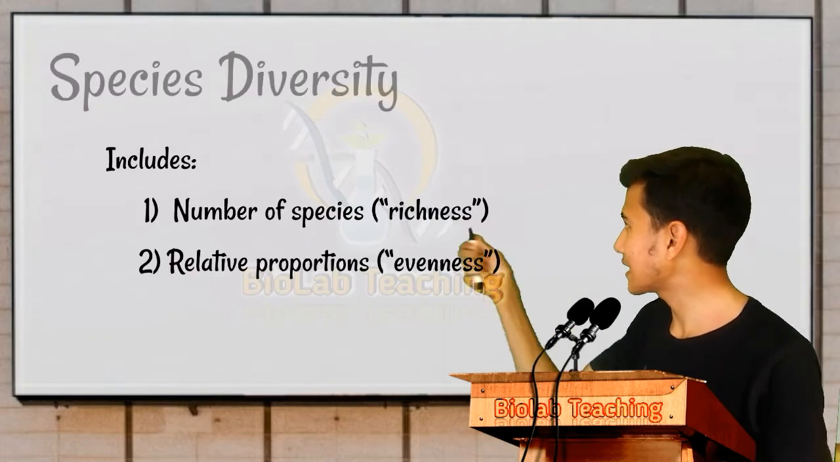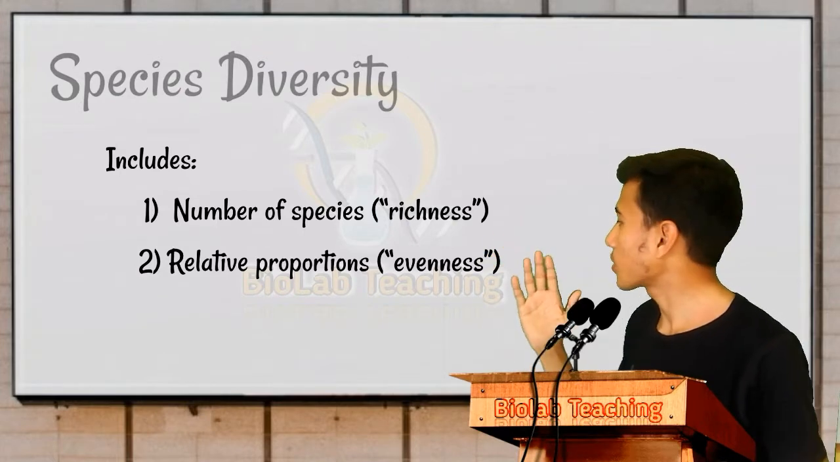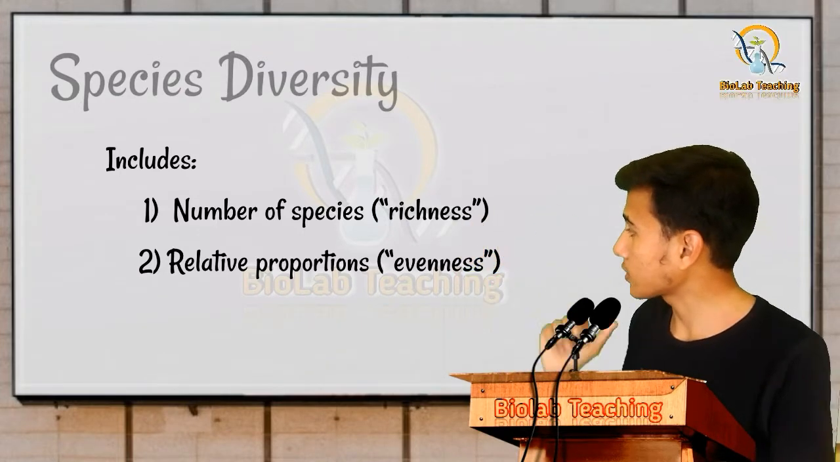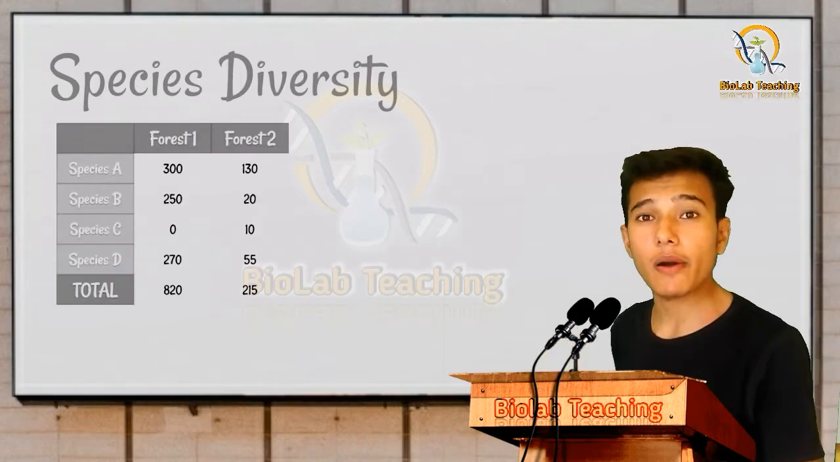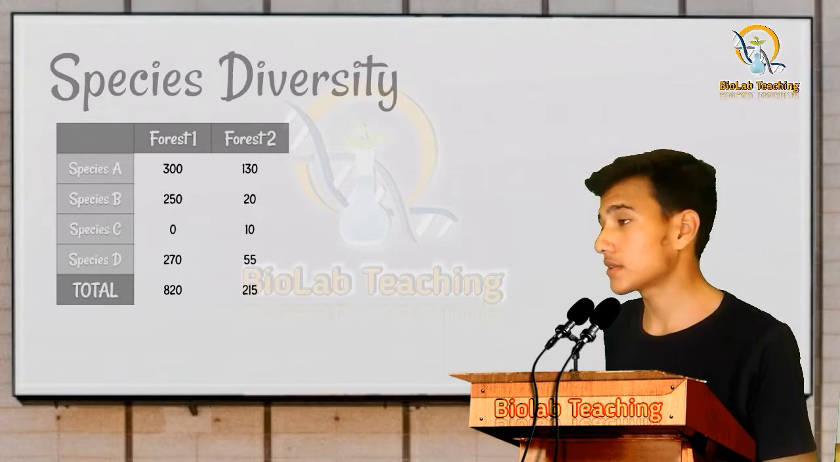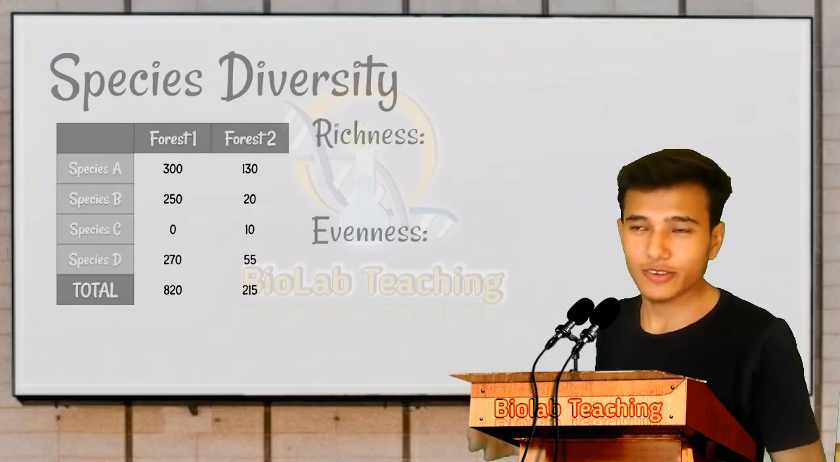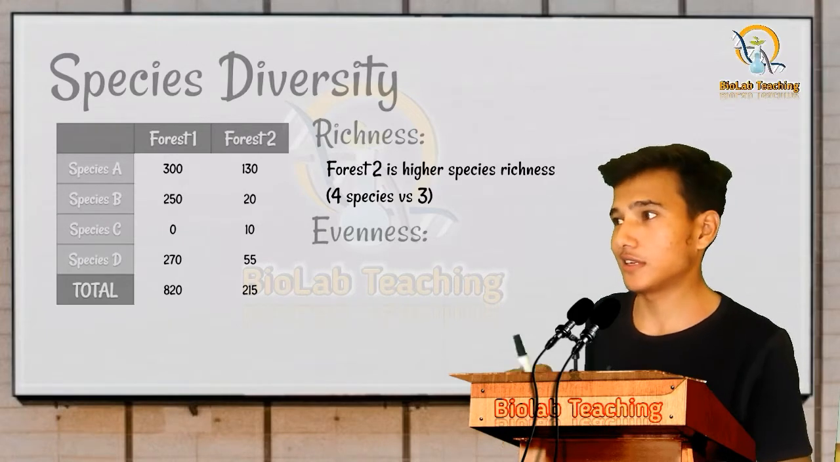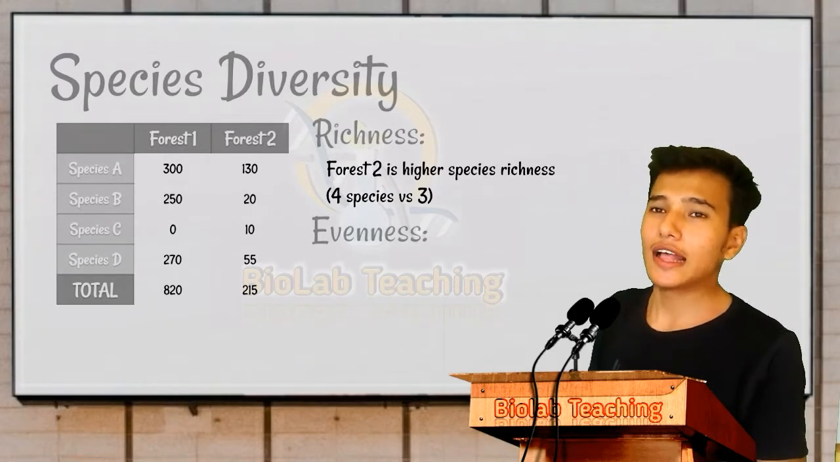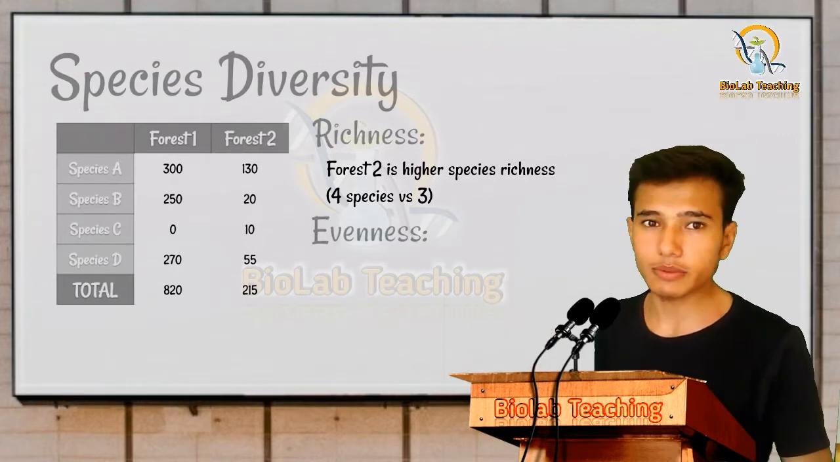Species diversity, now that one includes number of species and the relative proportions. And the vocabulary we use is richness and evenness. Let's look at an example. If we've got two forests and we look at the number of species and the number of individuals of each species that are present, we can see that for the richness, forest number 2 is more rich. It has a higher species richness because it's got 4 species present compared with forest 1, which only has 3.